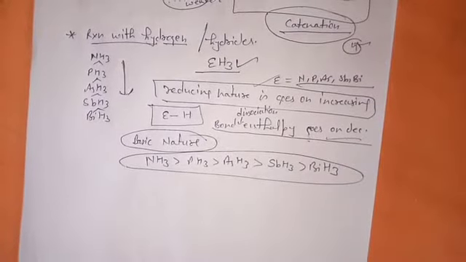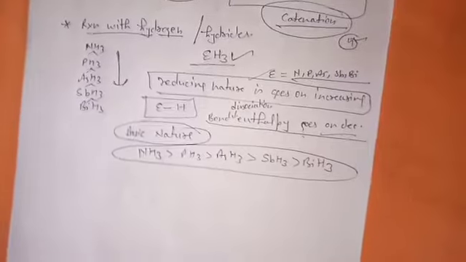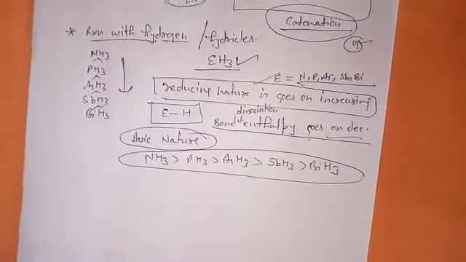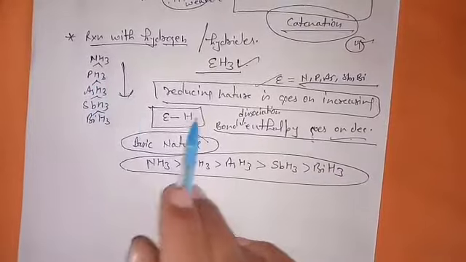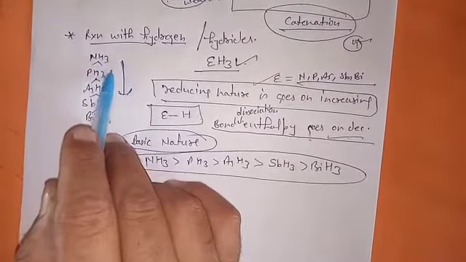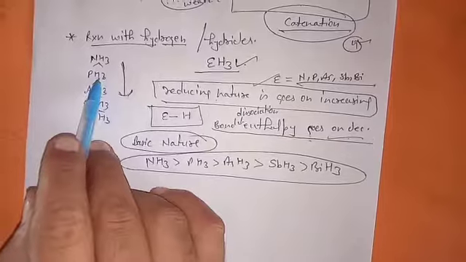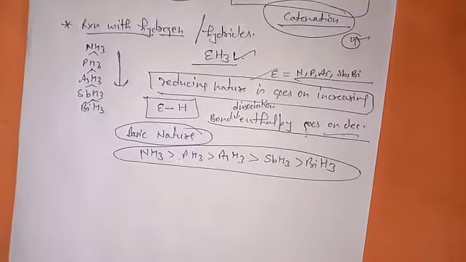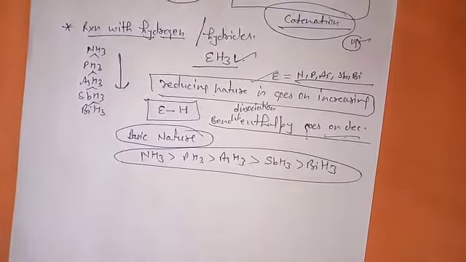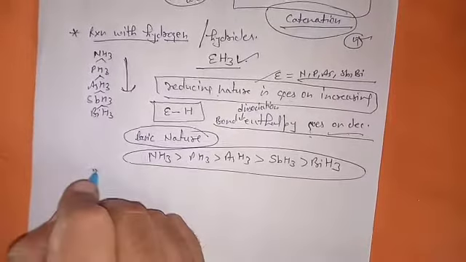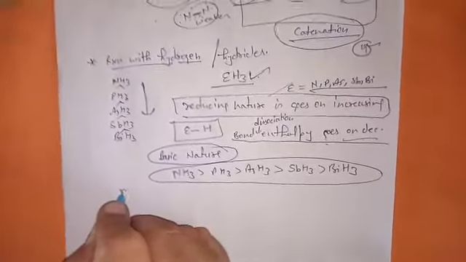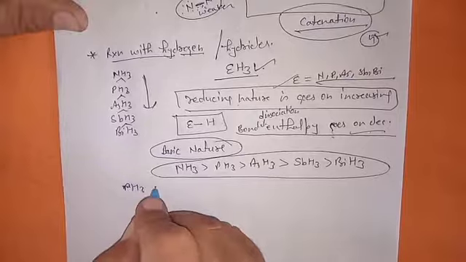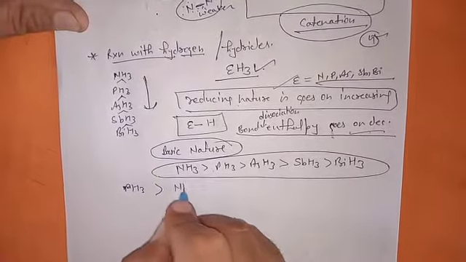Now, three things I have told you about the hydrides. First, what kind of hydrides they are forming. Second, thermal stability of them. Third, their reducing power nature. Fourth, basic nature. One more I would like to tell about. There is an important exception question that PH3 has a higher melting boiling point as compared to ammonia.